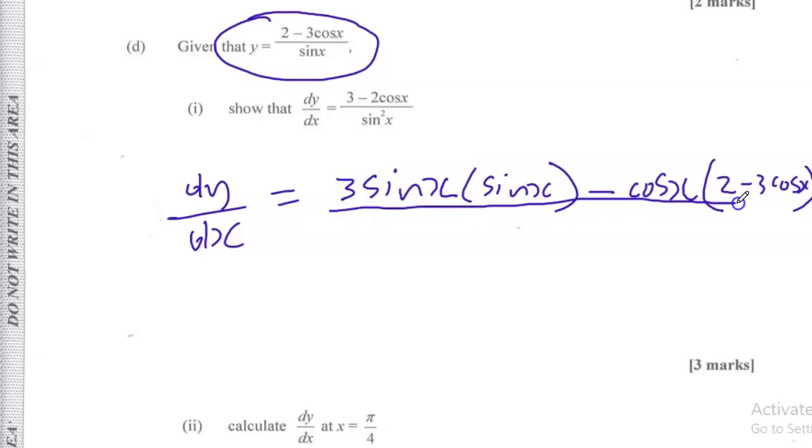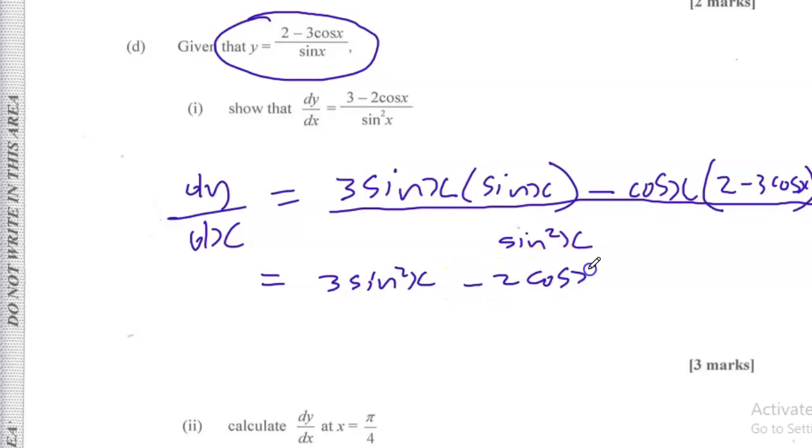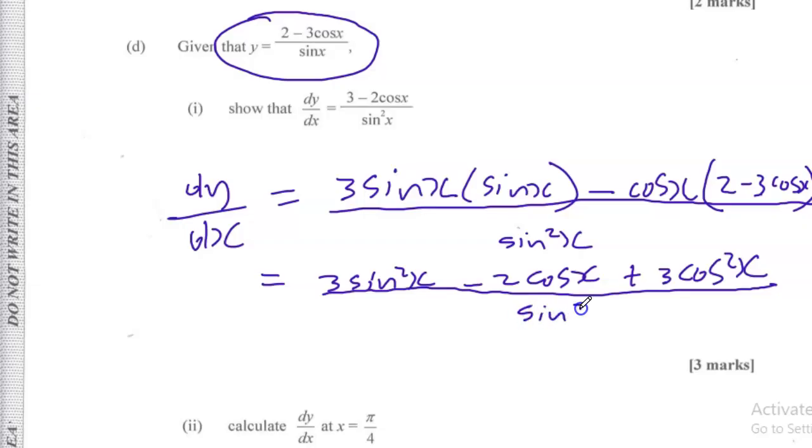All over the square of the denominator. Alright, let's simplify the numerator now. So this is sin x times sin x, that's 3 sin square x. Let's distribute in negative cos x, so we have negative cos x times 2. That's negative 2 cos x. And negative cos x times negative 3 cos x. That's positive 3 cos square x. All over the denominator, which is sin square x.